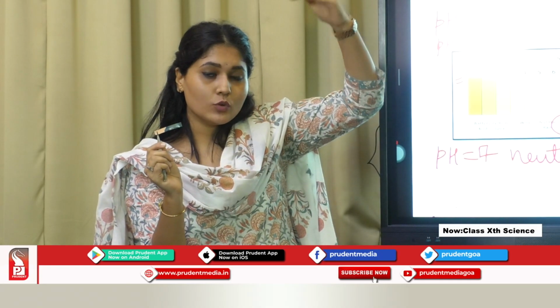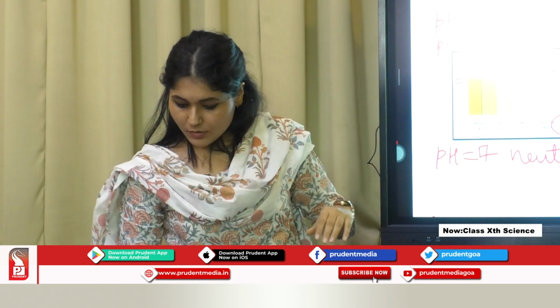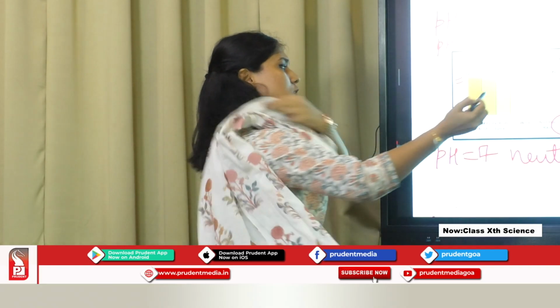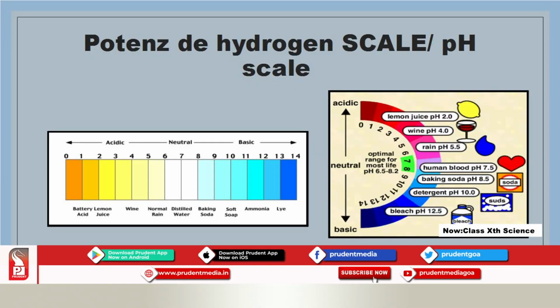The higher the pH value, the stronger is the base. The lower the pH value, the weaker is the base. So for example, you can see baking soda and soft soap, items that we use regularly. Why can we use them? Because they are mild. So a lower pH value, say 8, 9, 10, 11, is called a mild base, and if it's higher, it is a strong base. These are some common examples showing the pH values of various items.